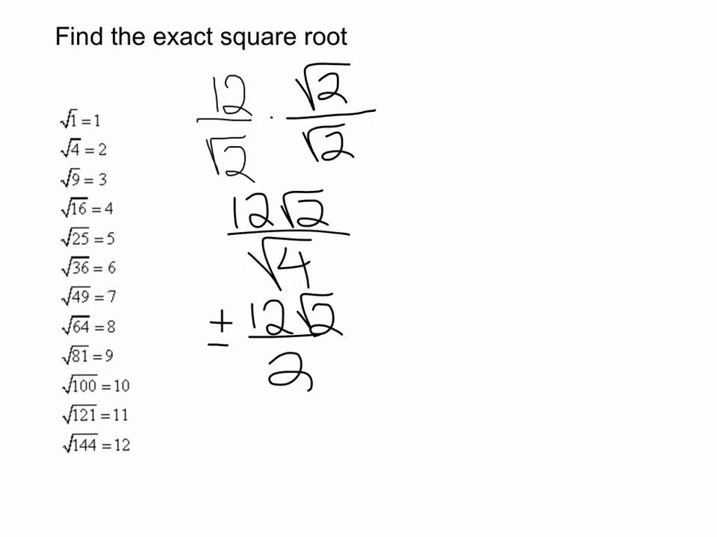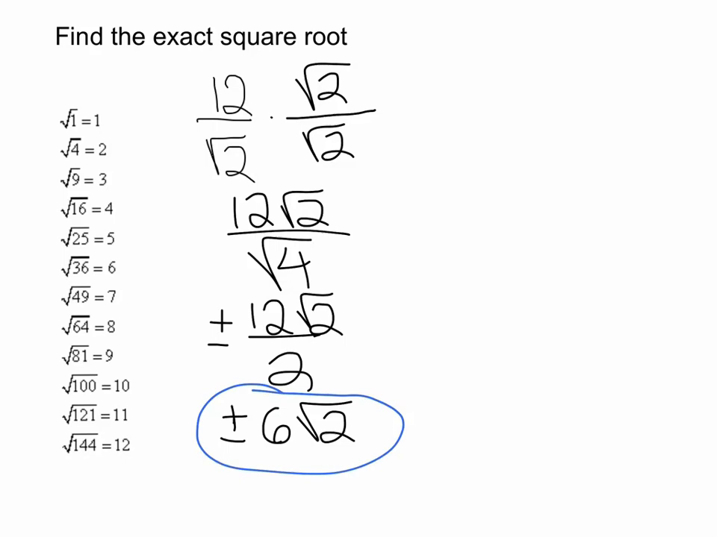Now, I have 12 in the numerator, 2 in the denominator, so I can simplify, divide 12 by 2, and I'm left with positive and negative 6 times the square root of 2. All right, so this positive and negative 6 times the square root of 2 is our 12 divided by the square root of 2 simplified.